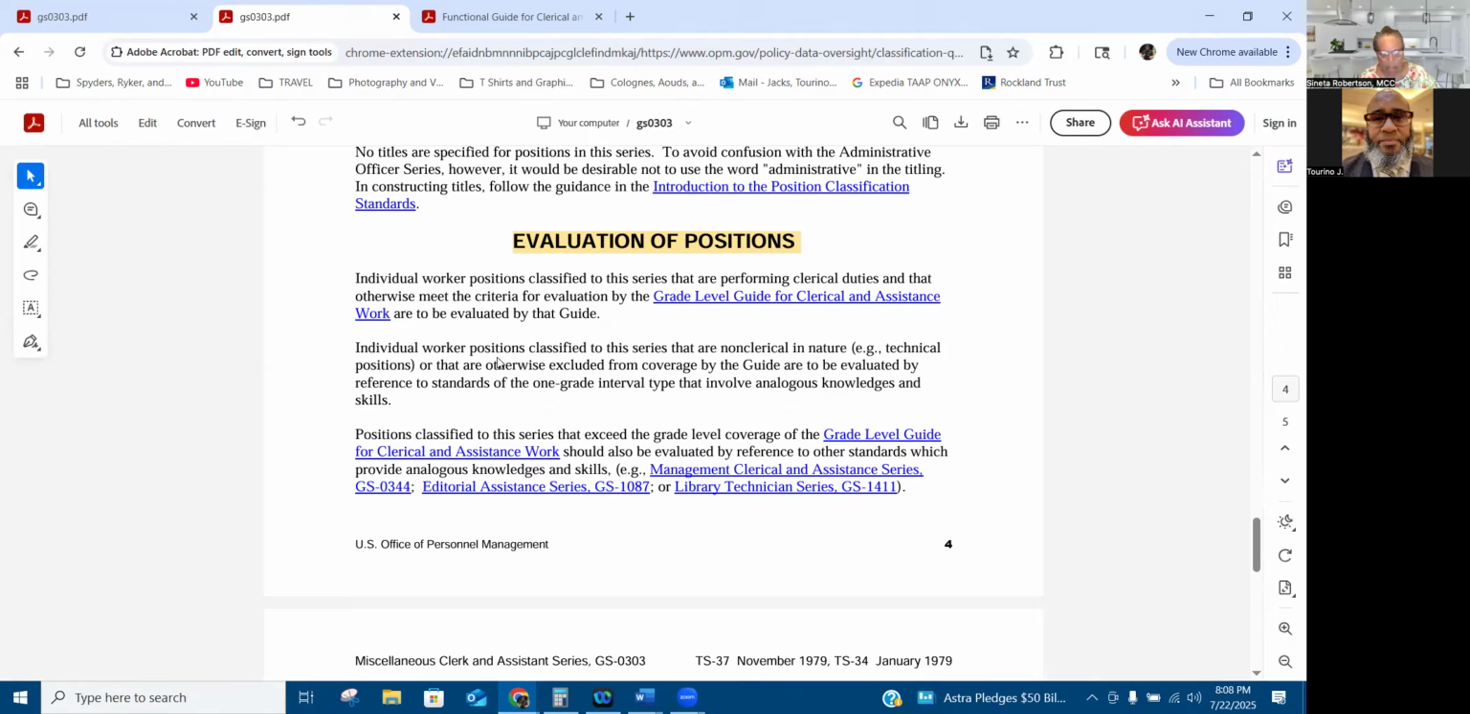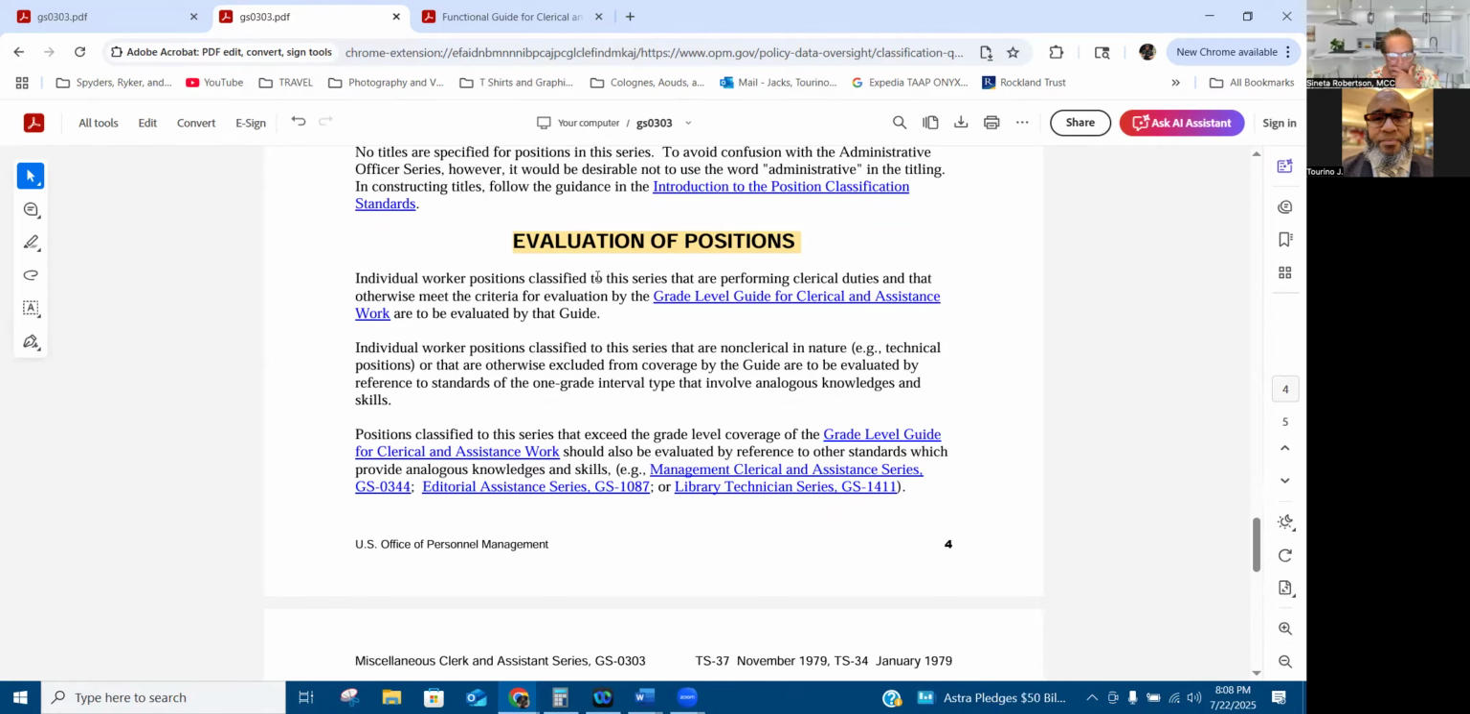All right, so the individual worker positions classified to the series that are performing clerical duties and that otherwise meet the criteria for evaluation by the grade level guide for clerical and assistance work are to be evaluated by that guide. So this is telling me that it needs to be done by here.